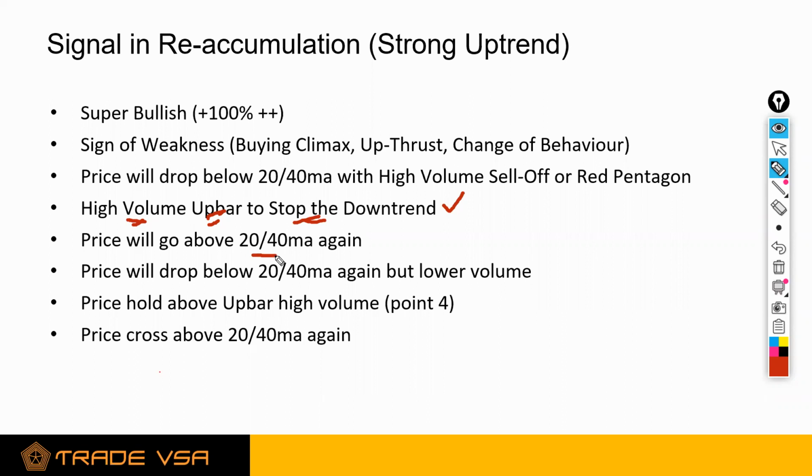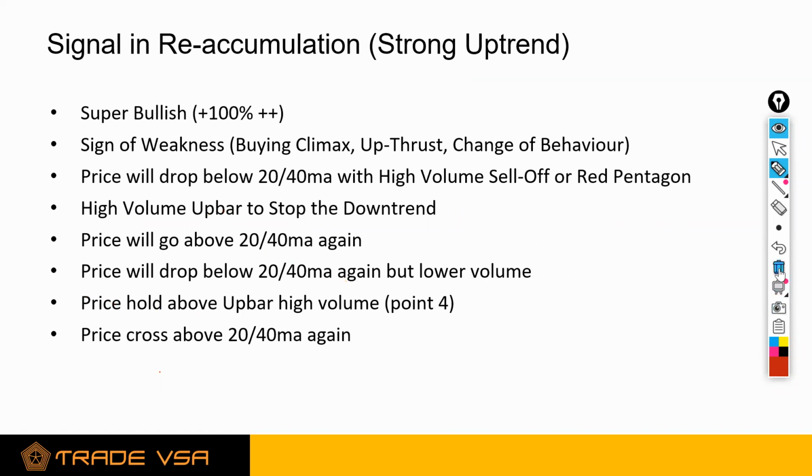Price usually will go back again to 20/40. Once it goes back to 20/40, it will test 20/40 with low volumes. It will test 20/40 with low volumes again. And most important is that whenever they test, they have to be higher than the high volume up bar, which is point number 4 here. Point number 4.